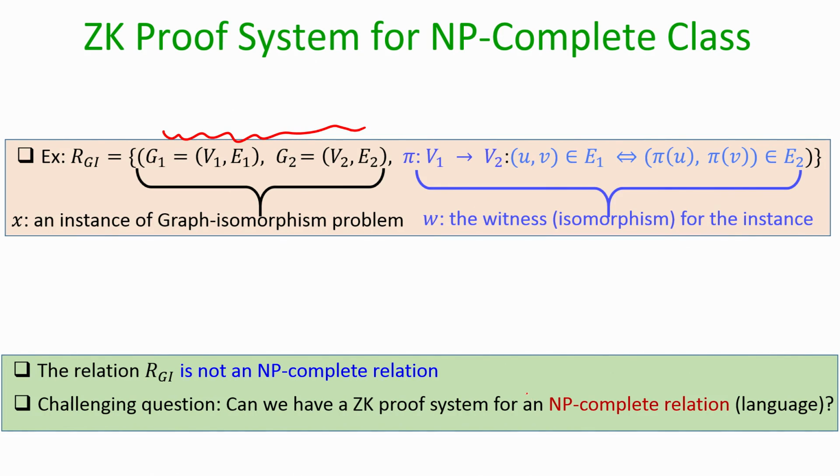But it turns out that the graph isomorphism relation is not an NP complete relation, and the next challenging question is, can we have a zero knowledge proof system for any NP complete relation. People might be wondering what exactly is an NP complete problem or NP complete relation.